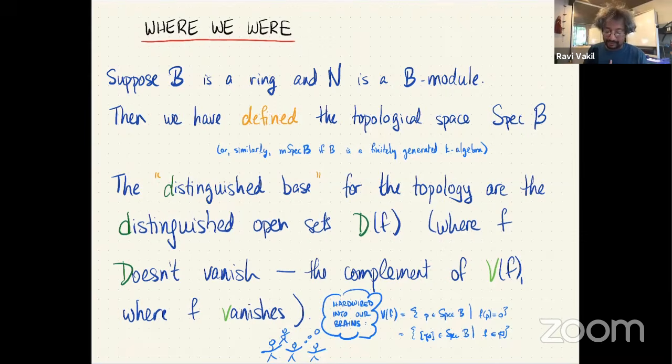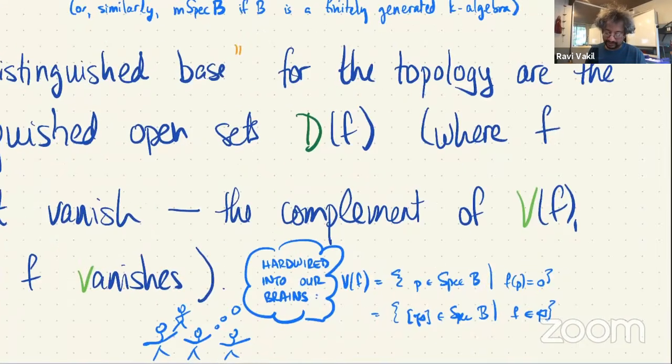We've been thinking about examples of schemes, and there's one gap that I skipped over proving last time. So we have a ring B and a module over that, which I will call N. Some time ago, we defined the topological space, the Zariski topology, Spec B. And on it, we have a base for the topology, which is the distinguished base. I just want you to have this on the tip of your tongue: the open sets are the distinguished open sets, which means that's where functions don't vanish, or the complement of where they do vanish.